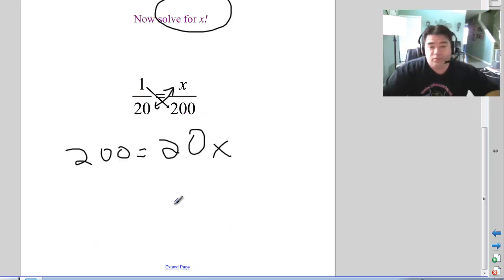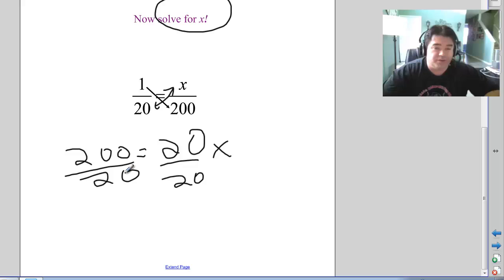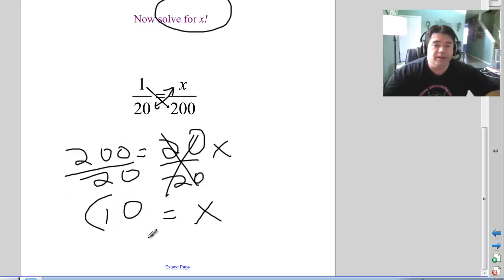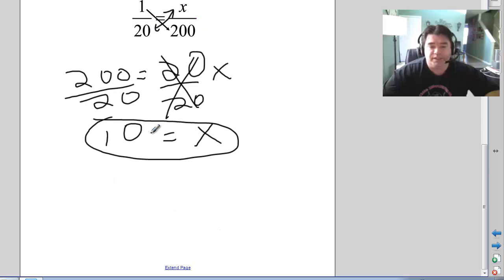Now to do that, what we do is to get X by itself. Instead of times 20, we're going to divide by 20. Now if you divide 20 on one side, we divide 20 on the other. Notice there that these cancel, leaving just the X. What you have here is 200 divided by 20 makes 10. Therefore, we're saying X equals 10.